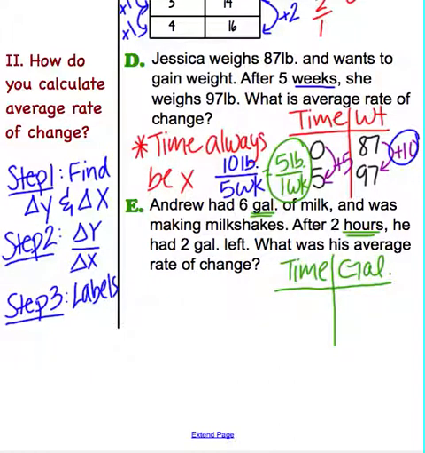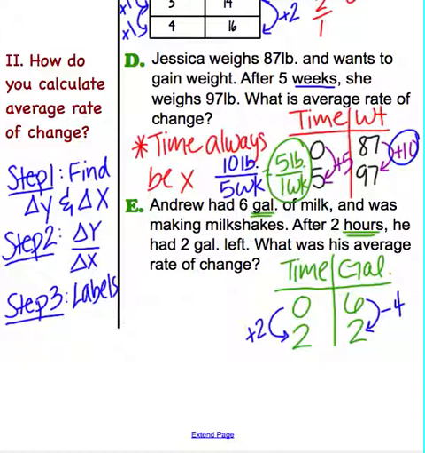So Andrew started out at time 0 with 6 gallons. After 2 hours, he had 2 gallons left. So now we need to find that average rate of change. When I look here, my change in x is plus 2, and my change in y, I go down 4.